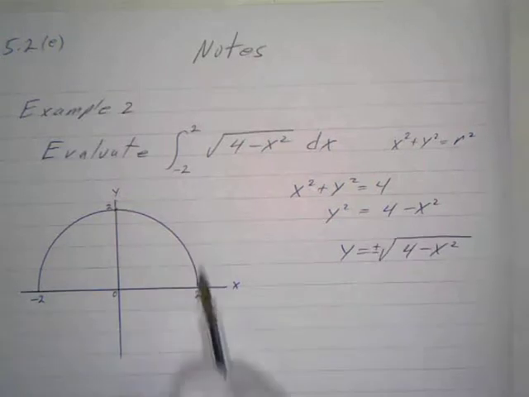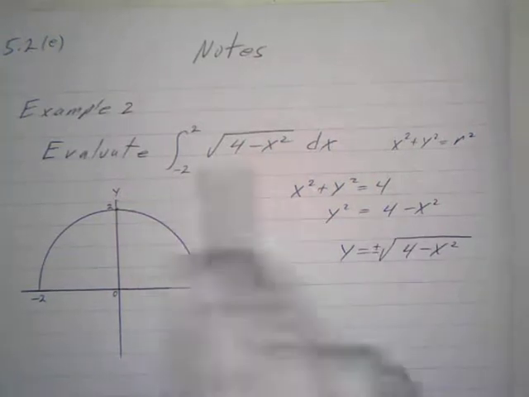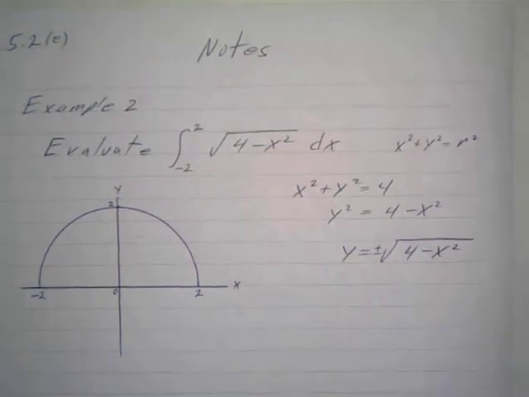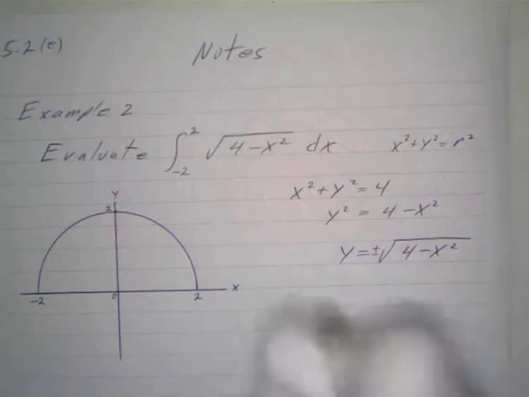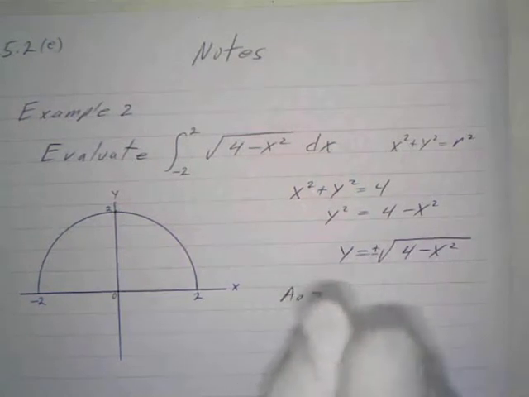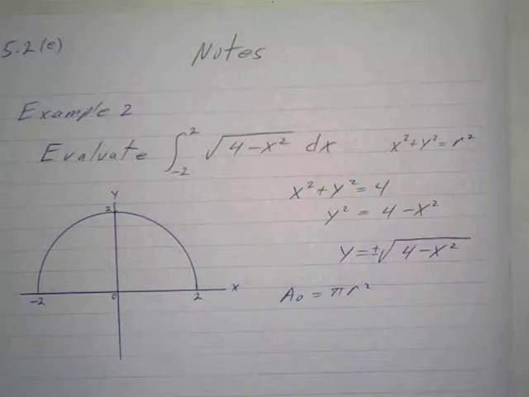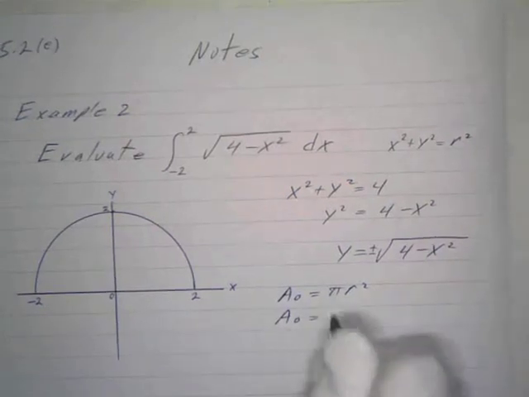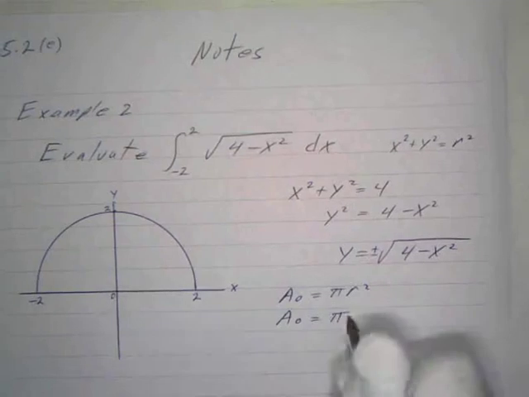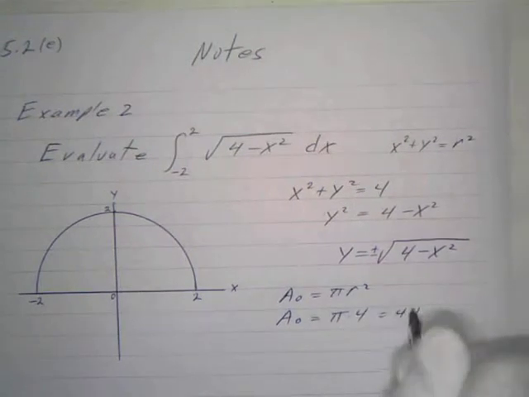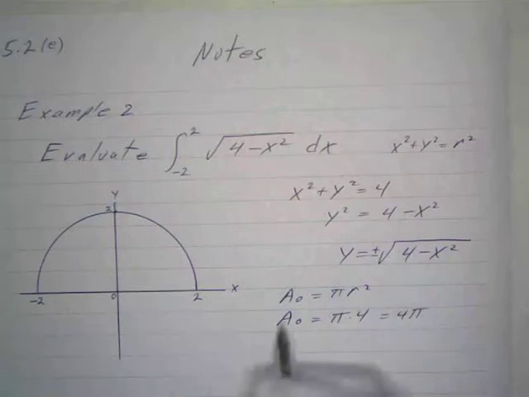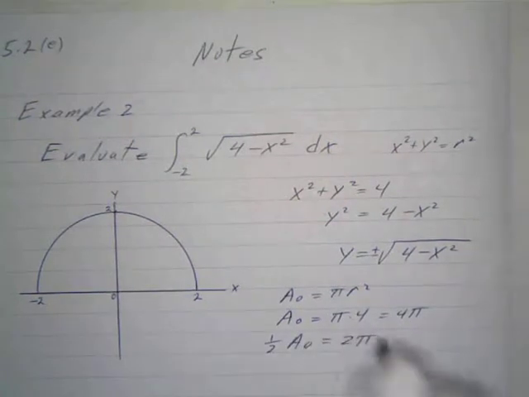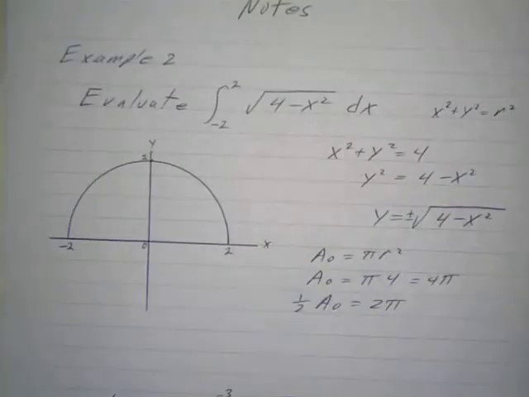Okay, so this integral is actually a semicircle, and if we want to evaluate this, what we can do is just find the area of the semicircle, and that's going to be the value of the integral. That's the main idea. So what's the area of a circle? Area of a circle is equal to pi r squared. So the area of this whole circle would be pi times 2 squared, which is 4, or just 4 pi. But we want the area of the semicircle, so that's half the area of the circle, which equals 2 pi. And that's actually the value of that integral.